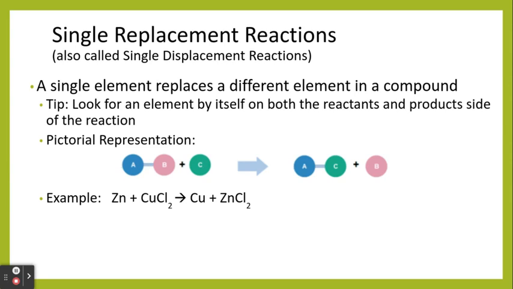Okay, so for a tip, one thing you want to look for with single replacement reactions is one element that's by itself on the reactant side, and then for the products, a different element that's by itself. So if we have our pictorial representation, we have A and B attached to one another, and then we have C by itself. And then after our reaction, A is bonded to C, so we change who they're bonded with, and now B is all alone. An example of this is zinc reacting with copper chloride to give us copper by itself and then zinc chloride as a product.